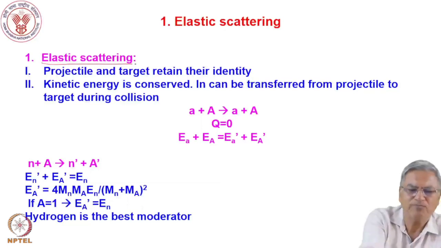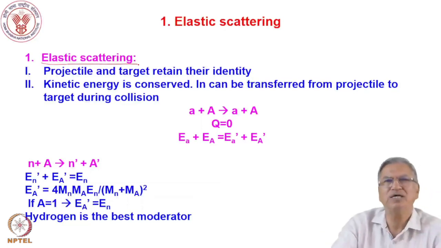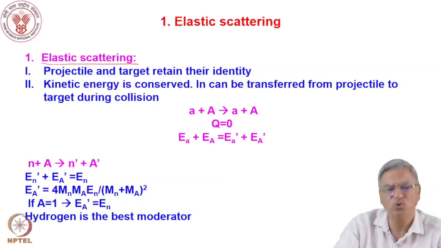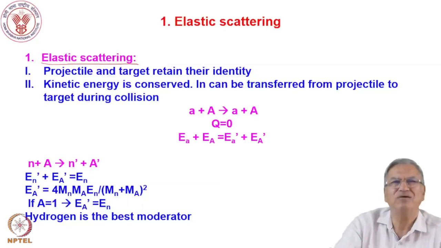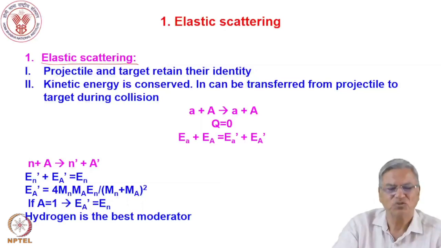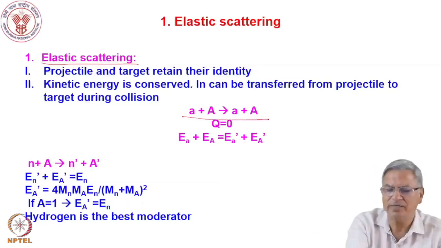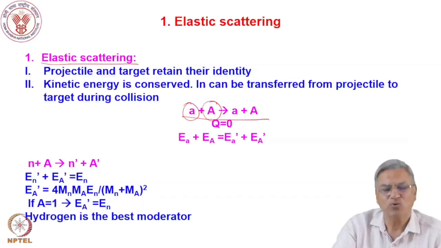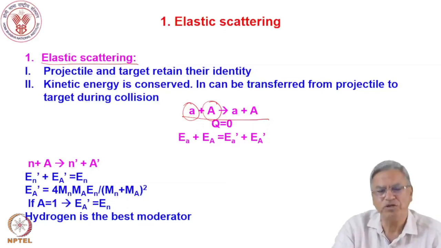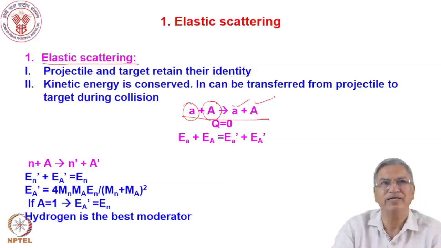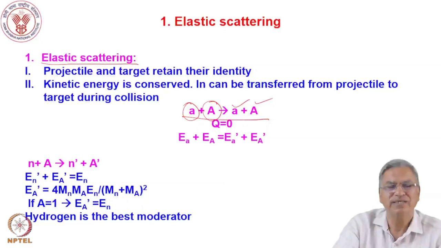This is the first type of reaction, though we will not call it a reaction cross section, as that does not include the elastic scattering. But it's good to know exactly what the different types of processes are that are happening. In the elastic scattering, as I have mentioned already here, this is a projectile and this is the target. The projectile and target collide with each other and go away from each other, and retain their identity. So they remain as small a and capital A. Secondly, the most important point is that the kinetic energy is conserved.